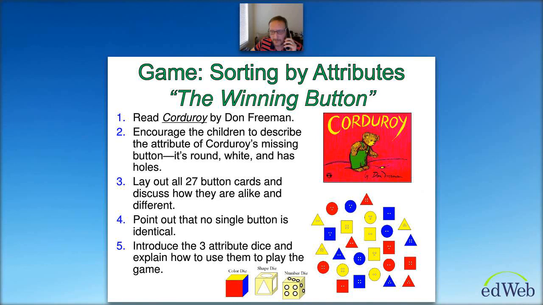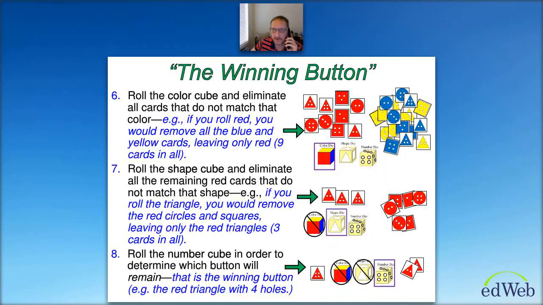There are 27 different buttons, and the way you play this is, I have the rules, there are 27 cards, and no single button is identical. And what they're going to do is eliminate buttons by rolling each die separately. So first they roll the color die, and they eliminate all the cards that are not that color. So here you can see that red won, and so they only have the red buttons.